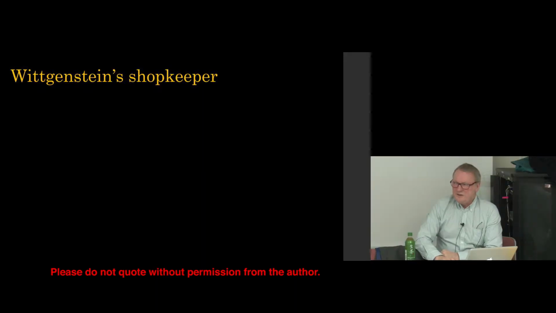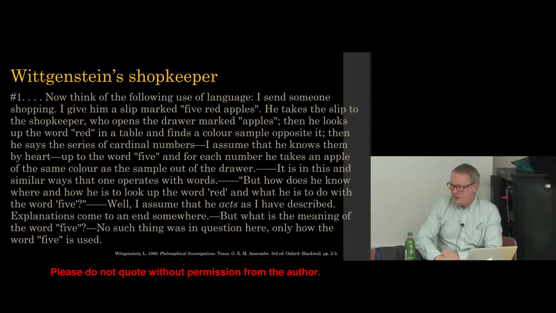Okay, in section 2 of the Investigations, Wittgenstein invents a shopkeeper. This is before the builder's example. Sorry, it's section 1, but it's after the Augustine quote. And he says this: think of the following use of language. I send someone shopping. I give him a slip of paper marked 5 red apples.